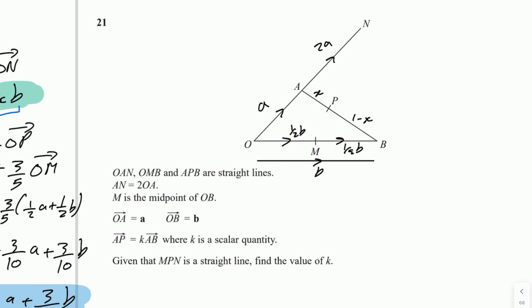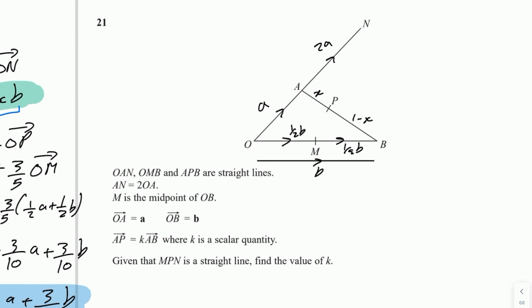Now to solve a question like this, you want to look at a straight line that either touches it or passes through it that you don't know anything about. The question actually even says it down here: given that MPN is a straight line. That is a hint, because we're going to use MPN to form an equation.